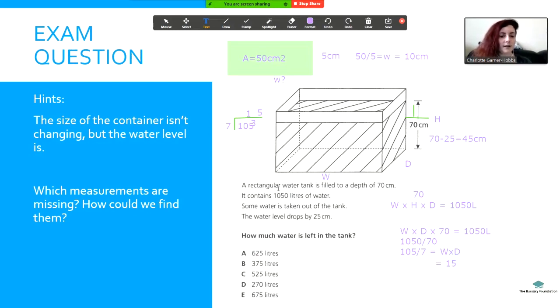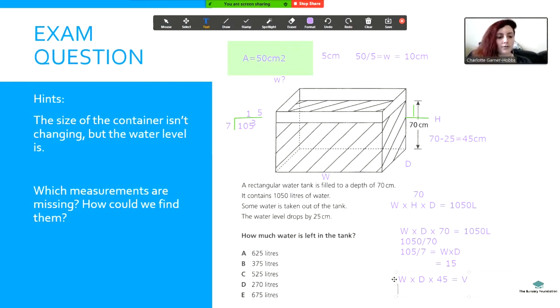I don't actually need to work out what the width and the depth are separately, because those aren't changing. I can probably have a good guess and say it's likely to be 3 and 5, but it doesn't particularly matter, because the only bit that really matters is this changing 70 centimetres. So I know that if I do the width multiplied by the depth multiplied by the new height of the water, which we've already worked out is 45 centimetres, that's going to get me the new volume of water, or how much volume is left in there.